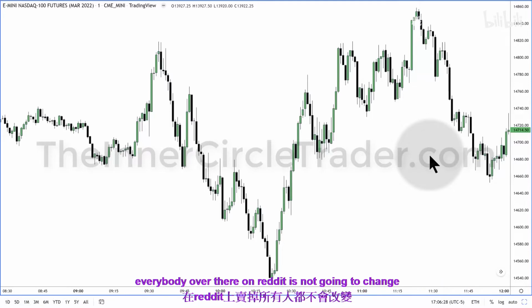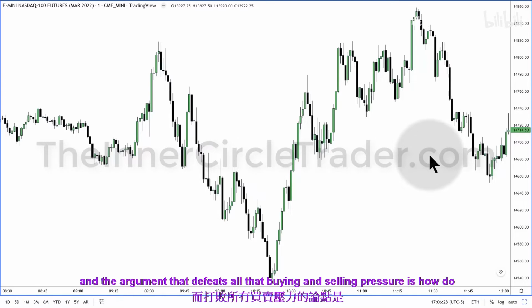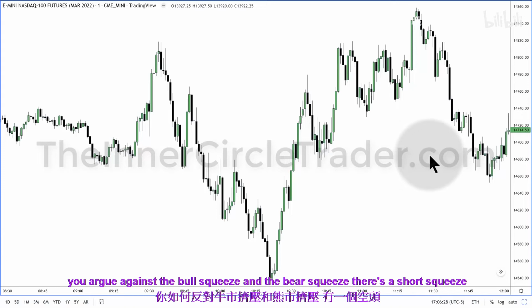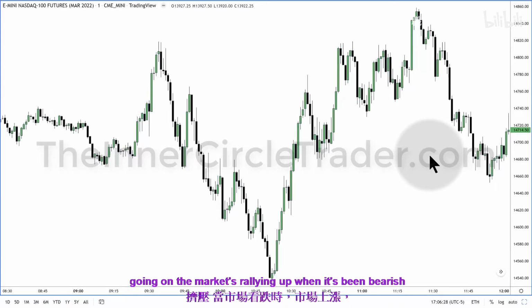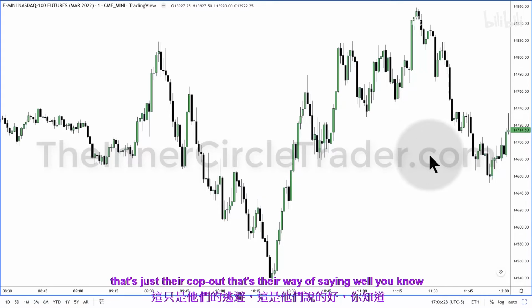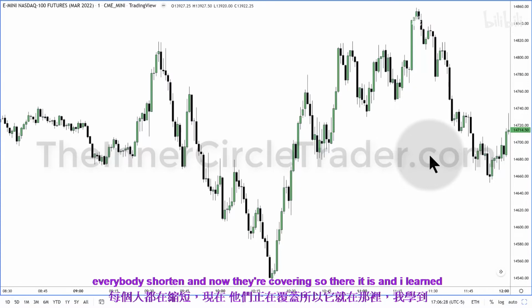You buying and selling, me buying and selling, everybody over there on Reddit is not going to change anything at all. It's not going to do anything. And the argument that defeats all that buying and selling pressure is, how do you argue against the bull squeeze and the bear squeeze? There's a short squeeze going on. The market's rallying up when it's been bearish. That's just their cop-out. That's their way of saying, well, everybody's shorting and now they're covering.